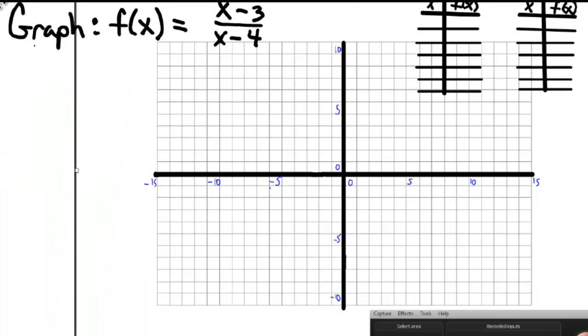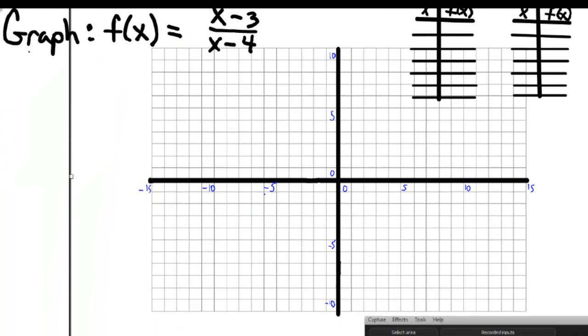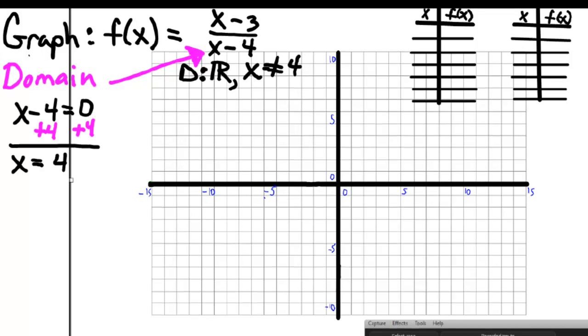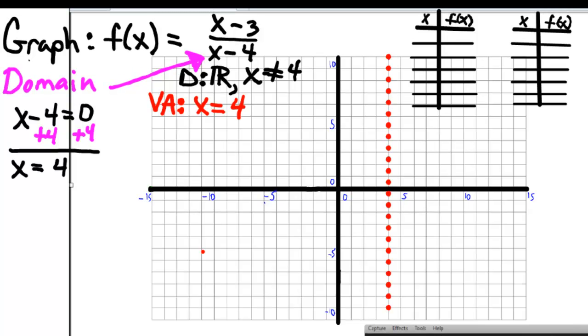Next example. Graph the rational function x minus 3 divided by x minus 4. To get the domain, set the denominator x minus 4 equal to 0 and solve for x. Solving for x, we see that the denominator cannot equal 4. So the domain is all real numbers except where x is equal to 4. The vertical asymptote is x equals 4. So draw your vertical asymptote on the graph.